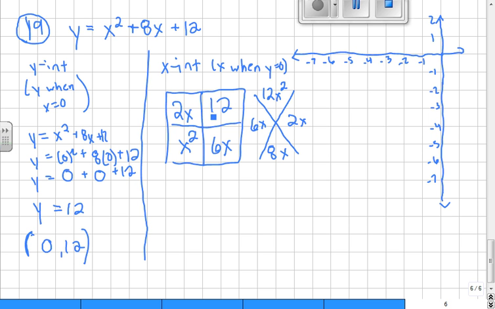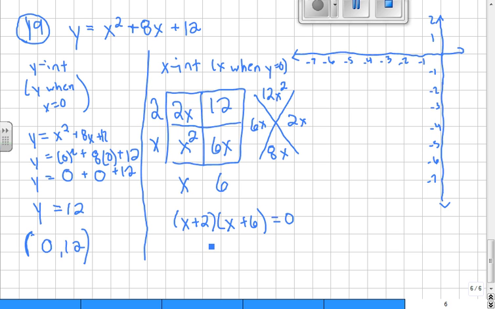2x and 12 have 2 in common. X squared and 6x have x in common. X squared and 2x have x in common. 6x and 12 have 6 in common, which leaves us with the factored form of x plus 2 times x plus 6 equals 0.